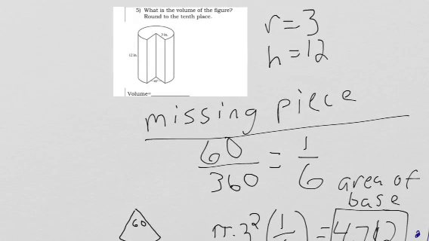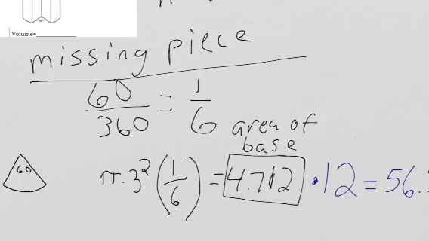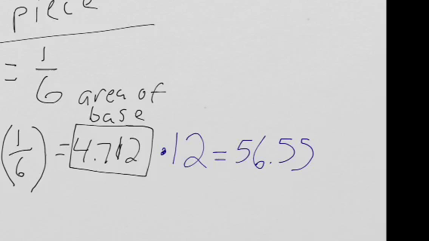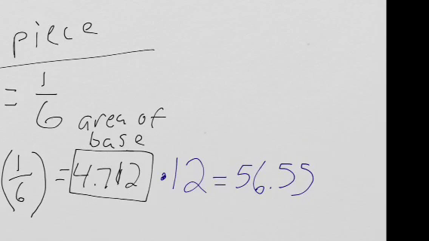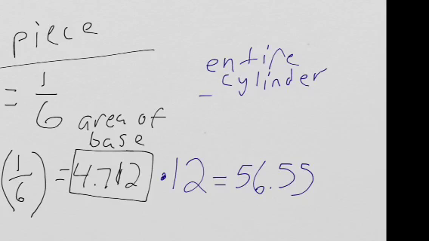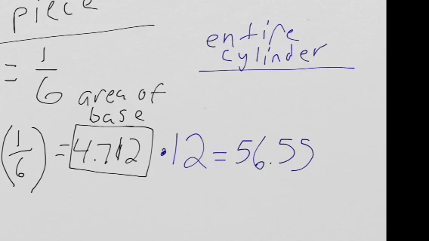We found the area of the base, we multiplied it by the height, we got the volume of the missing piece. Okay? So now let's find the volume of the whole cylinder, which is going to be the same process, except we're not going to multiply by 1/6 this time, because we're going to take the area of the whole base. So the entire cylinder is pi r squared times height. So we do pi times r squared, which is 9, times height, which is 12.